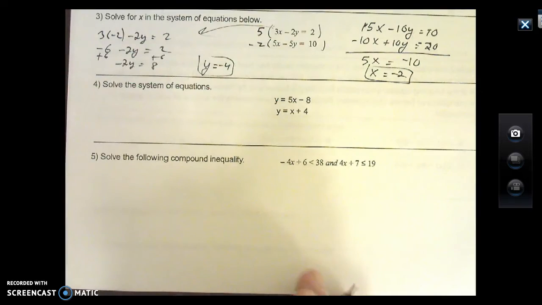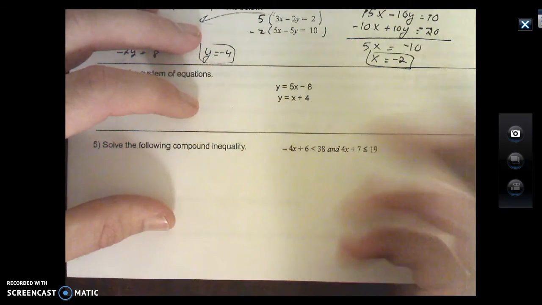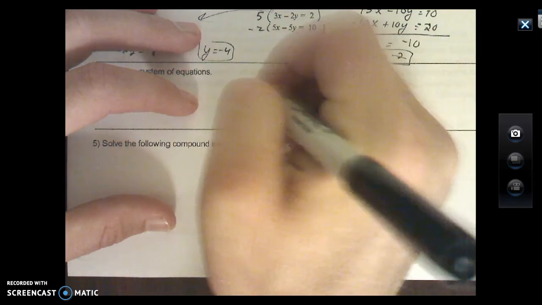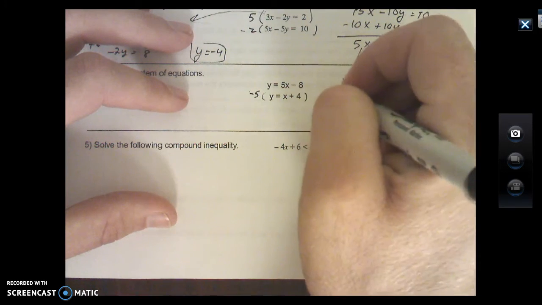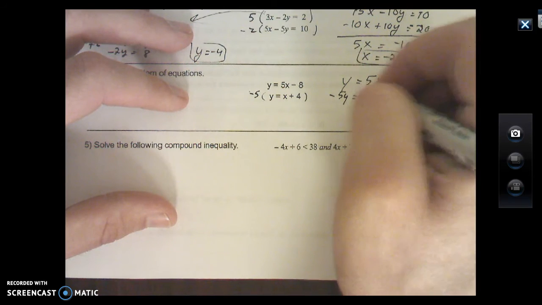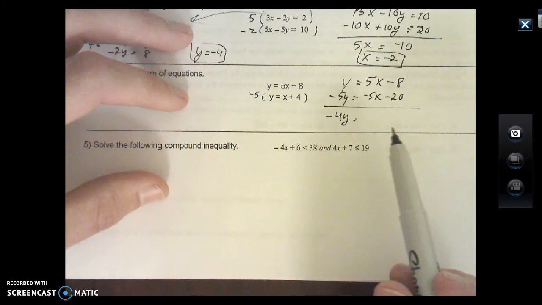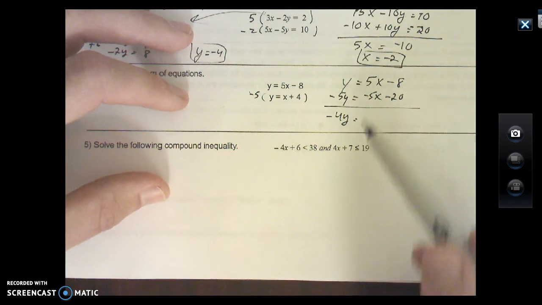Number 4, solve the system of equations. I think this way is probably your best bet. I'm trying to get something to cancel out. You could cancel out the y's, but I'm going to just cancel out my x's. Multiply the bottom equation by negative 5. y equals 5x minus 8. Down low, negative 5y equals negative 5x minus 20. Negative 4y. Okay, I know I'm going a little fast, but if you need to, please pause the video.